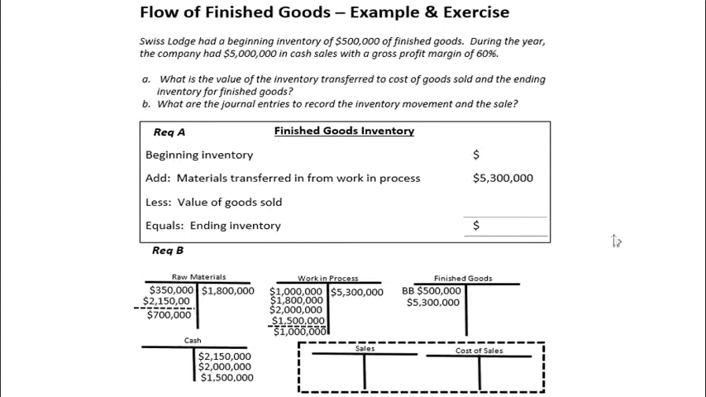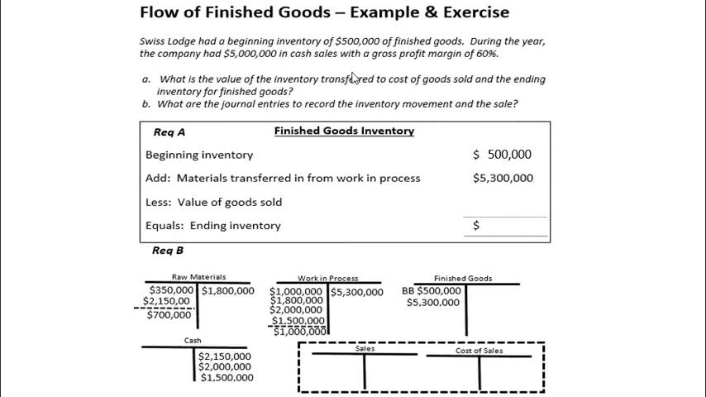Okay, now again, we're going to start out with our beginning inventory. We're told $500,000 of finished goods. Now the problem is we're not told what the value of the goods sold is, but we're given some pretty good hints, pretty good information. During the year, the company had $5 million in cash sales and a gross profit margin of 60%.